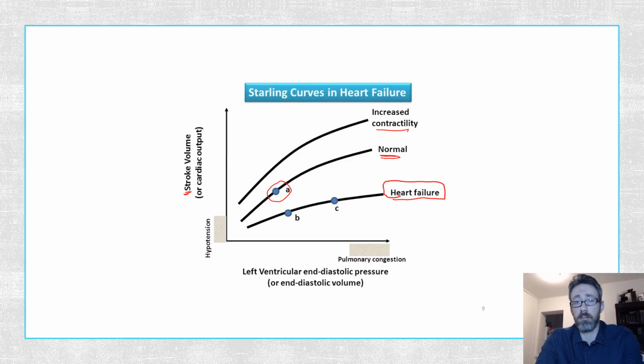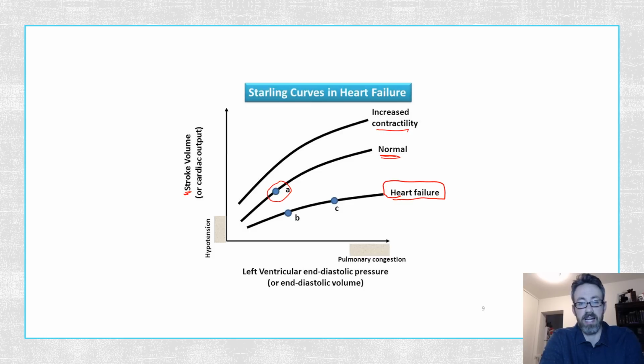You have to keep in mind that all forms of heart failure, regardless of the type, will have a decrease in cardiac output, and it's usually secondary to a decrease in the stroke volume. A couple other points I want to make about this graph: you'll notice on the extreme end down here on the x-axis, all right?